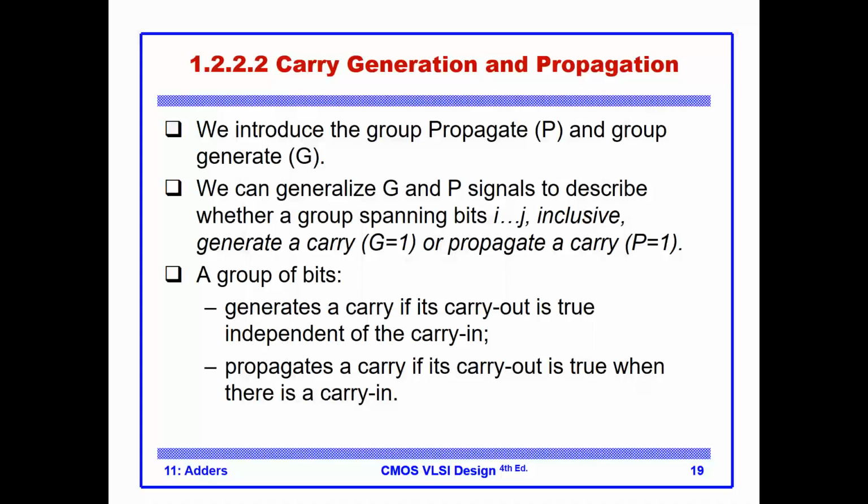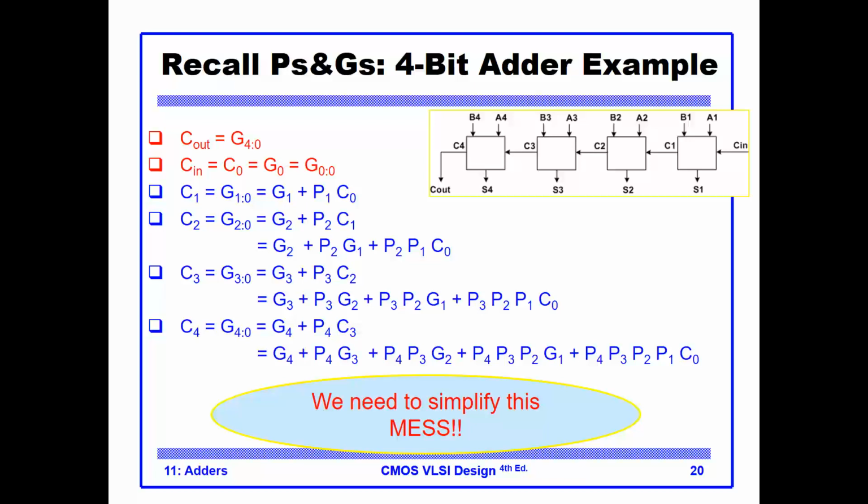So we talked about the propagate and generate in terms of a bit. Now we're going to move to something called group propagate and group generate. Group propagate and group generate talk about a group of bits instead of a single bit. So now notice that the Cout here, which is the output of the circuit, I am going to say it is the generation of the carry from bit 1 to 4.